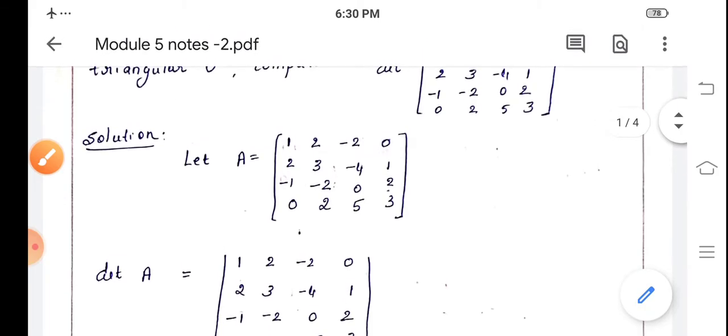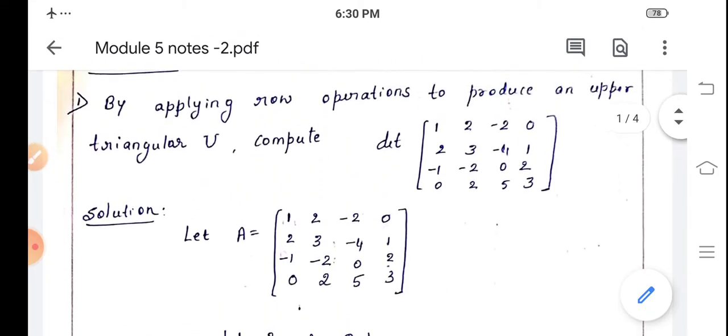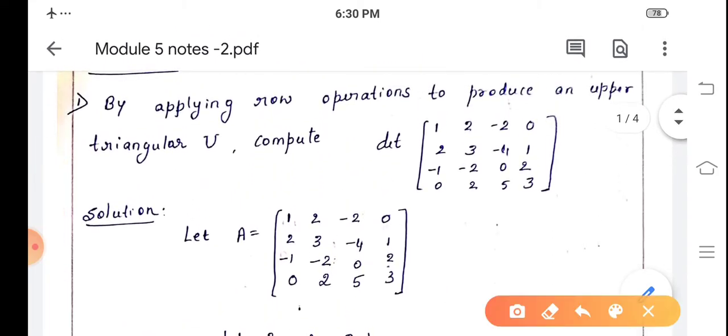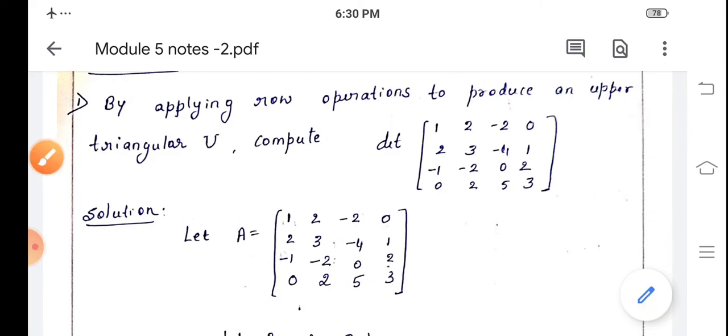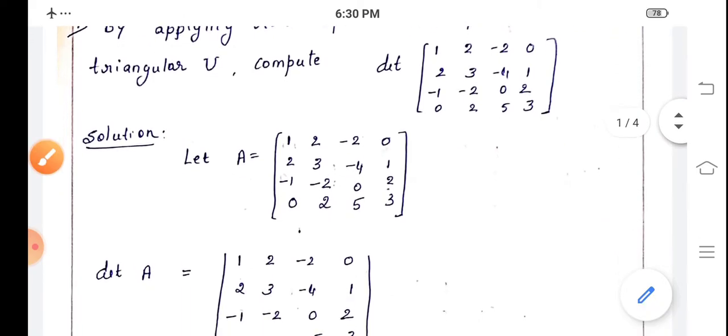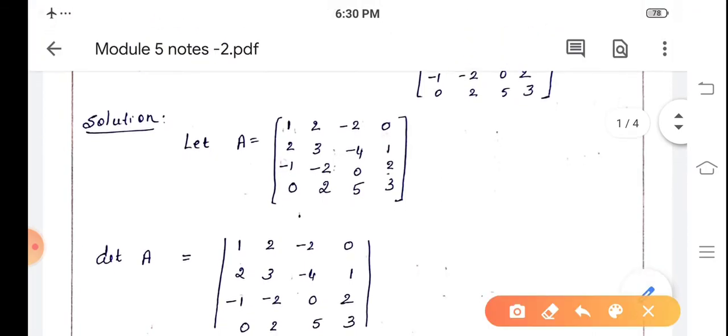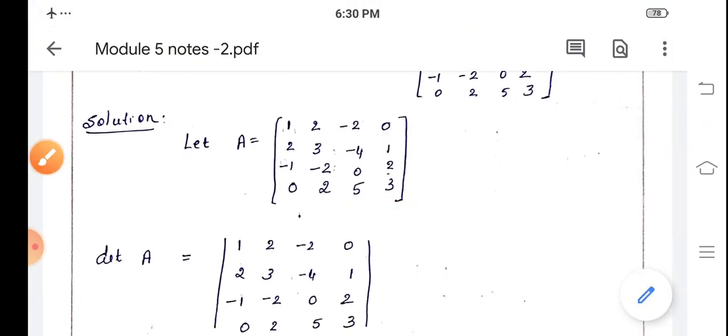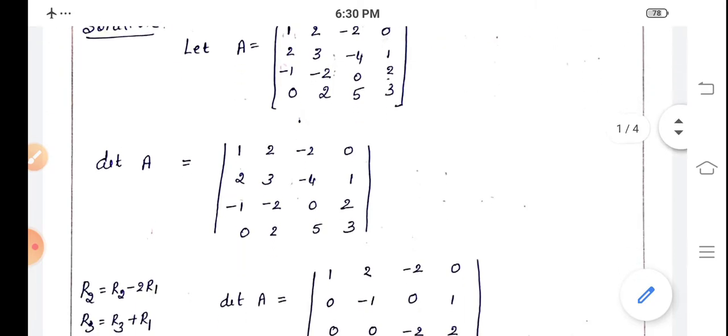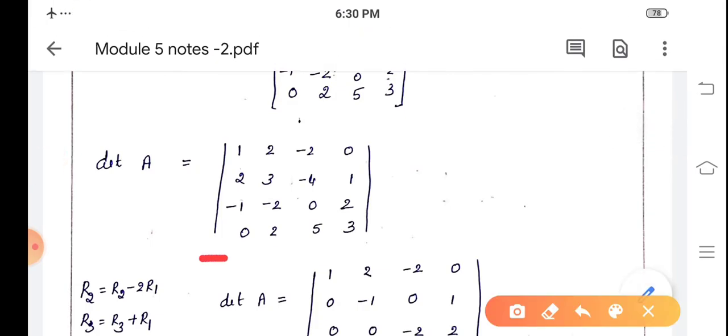Here, we have to find the determinant of this matrix by reducing the matrix to upper triangular form using elementary row operations. The given matrix is A equal to 1, 2, minus 2, 0, 2, 3, minus 4, 1, minus 1, minus 2, 0, 2, 0, 2, 5, 3. So determinant A is the determinant of this.